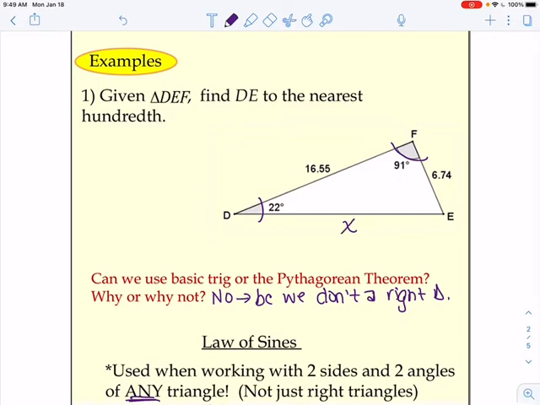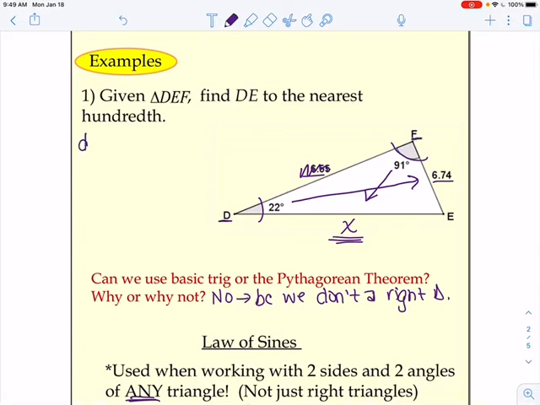Okay, so I have these two sides of the triangle, but only one of them is going to come into play. Obviously, I have to use the X, because that's what I'm looking for. And again, that X is directly opposite the 91. And the other angle that I know something about is 22, and that 6.74 is the side directly opposite that. So I'm going to ignore that 16.55. Again, doesn't matter what letters we use here. So I have something about angle D and angle F.